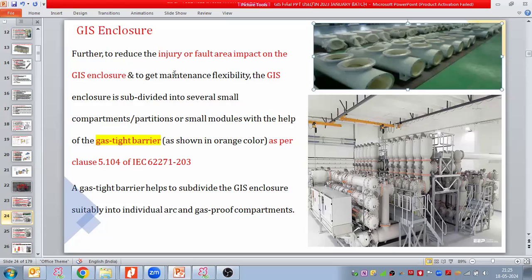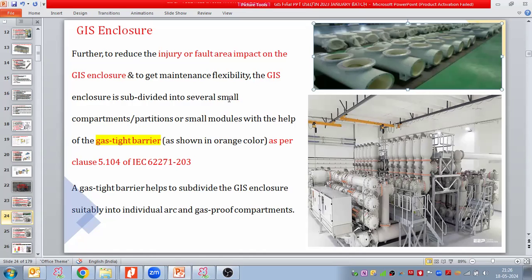or one of the major disadvantages in the GIS in the service continuity. So due to that reason, to reduce the injury or fault area impact on the GIS enclosure and to get the maintenance flexibility in GIS, the GIS enclosure is subdivided into several small compartments or small partitions or small modules, whatever you can say.